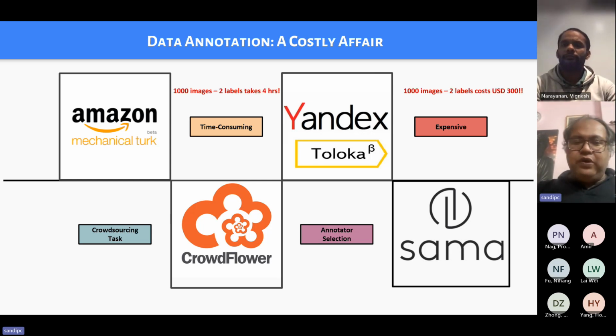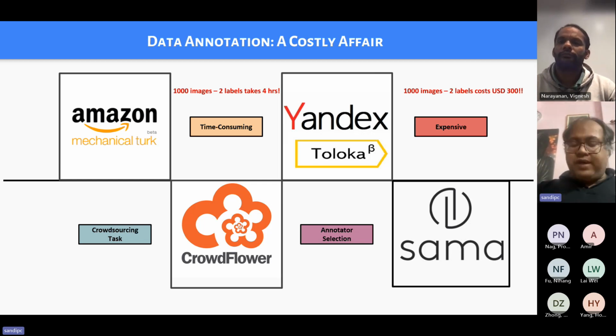For example, if you think about Amazon Mechanical Turk, annotating some 1,000 images with two different labels could typically take around 4 hours or even more. And if you look at the price, 1,000 images with two labels can cost some $300 US dollars. So they are expensive as well as time consuming.